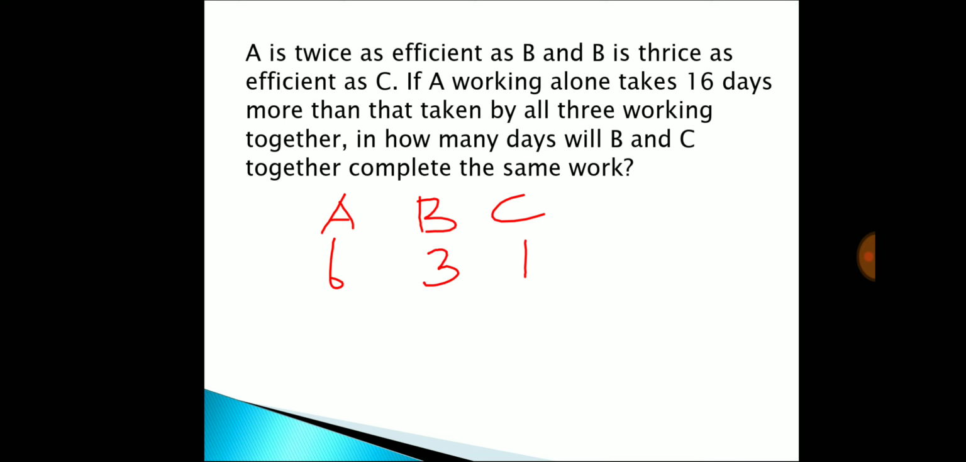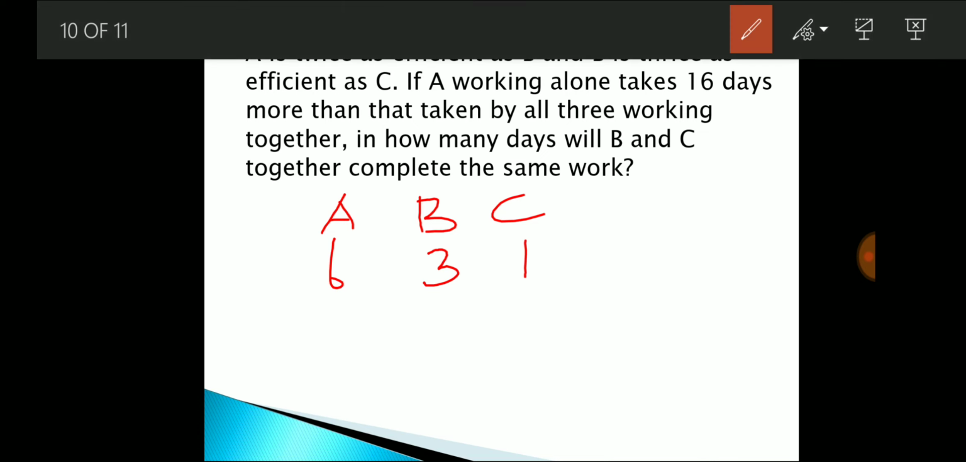So what they've given is if A working alone takes 16 days more than the time taken by all the three. So the efficiency we get to know as 6, 3, 1. We don't know what the work is. So work is going to be the LCM of all three. We'll take 6, 3, 1. The LCM is going to be 6. Let's assume this is 6 chocolates which have to be eaten. A eats 6 chocolates per day, it will take 1 day. B eats 3 chocolates per day, it takes 2 days. And C eats 1 per day, it takes 6 parts of the time.